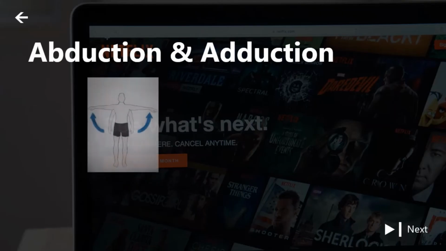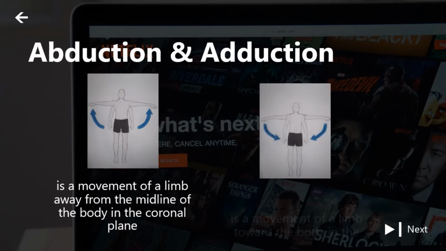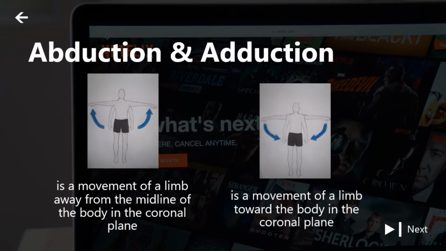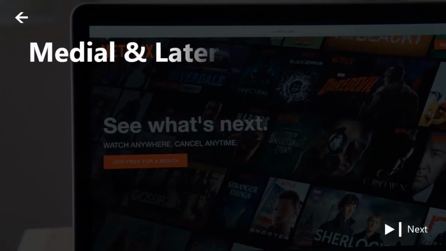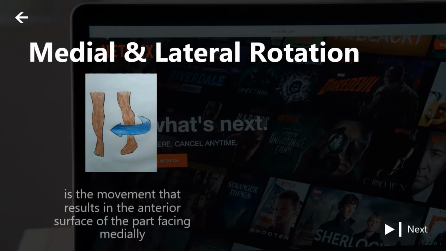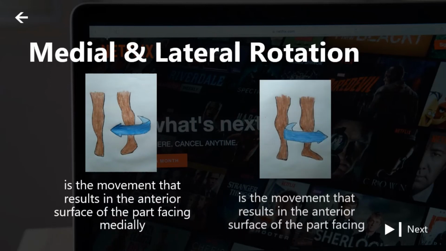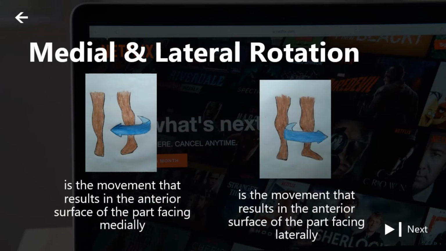Next, abduction and adduction. Abduction is a movement of a limb away from the midline of the body in the coronal plane. Adduction is a movement of a limb towards the body in the coronal plane. Next, we have medial and lateral rotation. Medial rotation is the movement that results in the anterior surface of the part facing medially. Lateral rotation is the movement that results in the anterior surface of the part facing laterally.